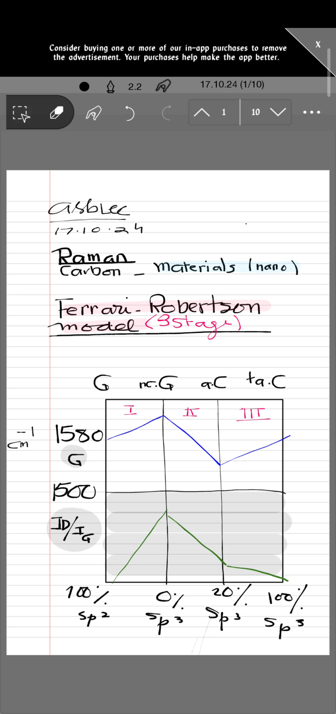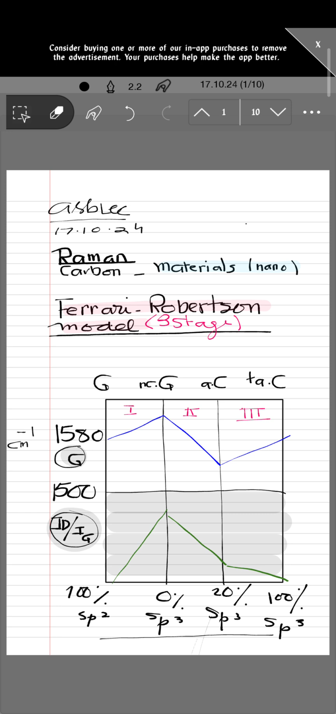where the G peak and the ID by IG ratio obtained from Raman spectra have been associated with the different types of growth, and also with the different hybridization that has taken place with respect to that growth.